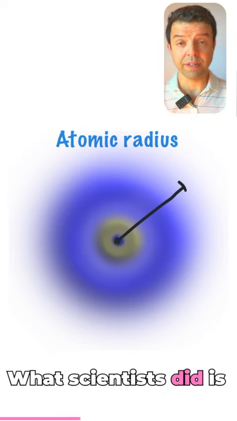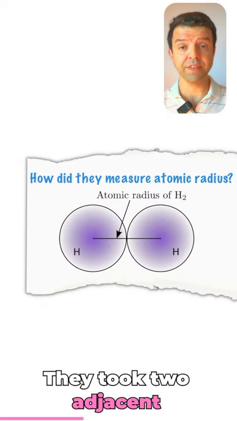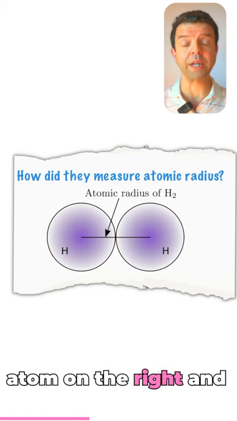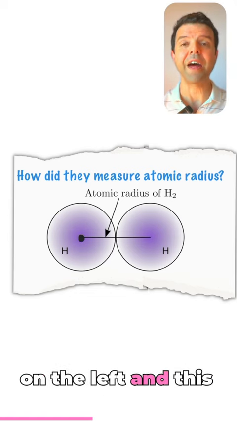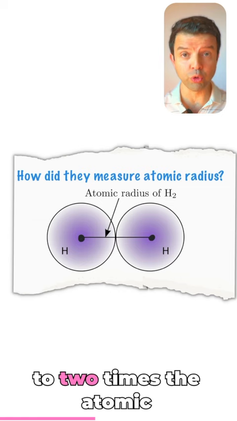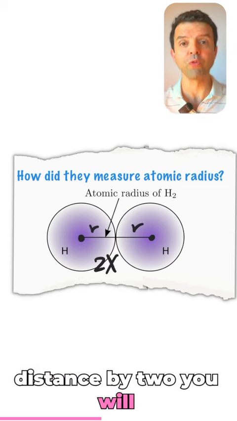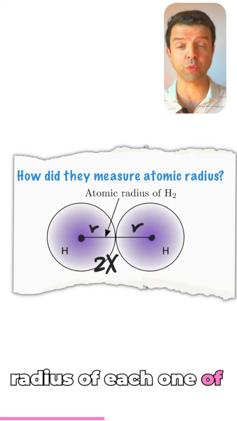What scientists did is really smart. They took two adjacent atoms and they measured the distance between the nucleus of the first atom on the right and the nucleus of the atom on the left. And this distance is equivalent to 2 times the atomic radius. So simply, if you just divide this distance by 2, you will figure out the atomic radius of each one of those two atoms.